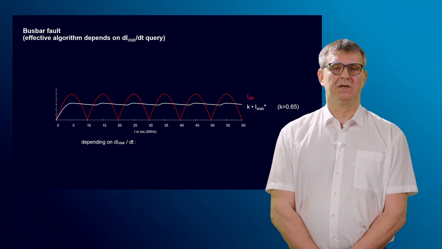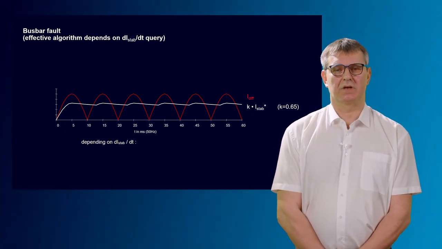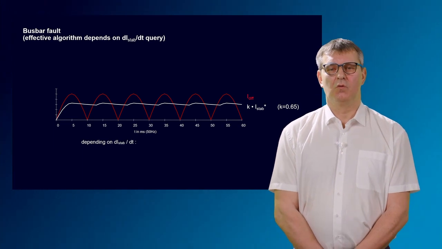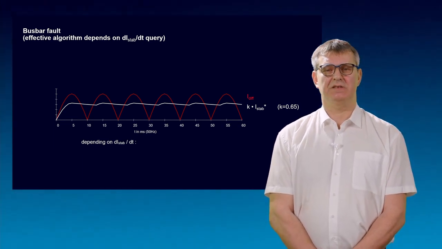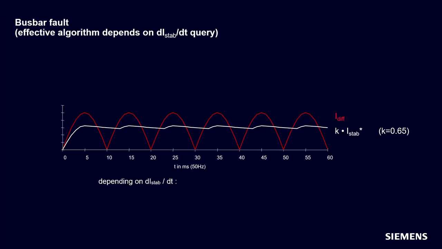Bus fault, a little bit more interesting. We have a quite bus fault. We have here the differential current, which is also going to 0. And here we see once again, now in white color, the modified stabilization current multiplied with the stabilization factor. And now, once again, maybe you can answer by yourself my questions.